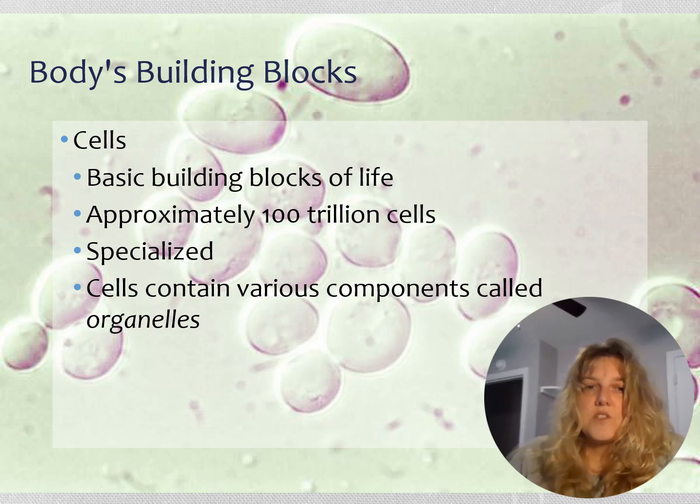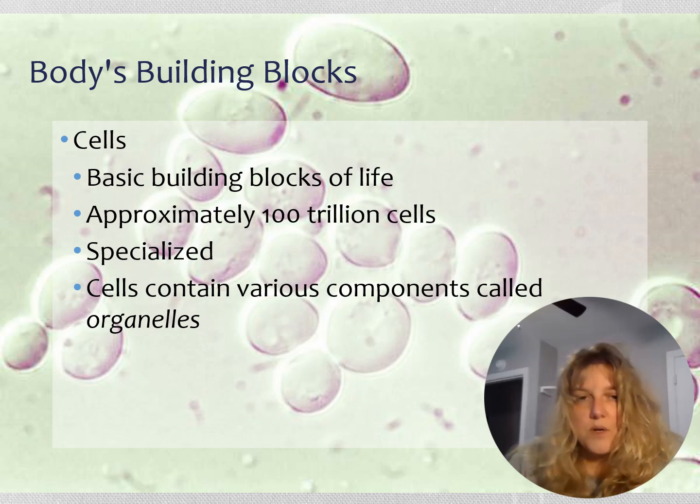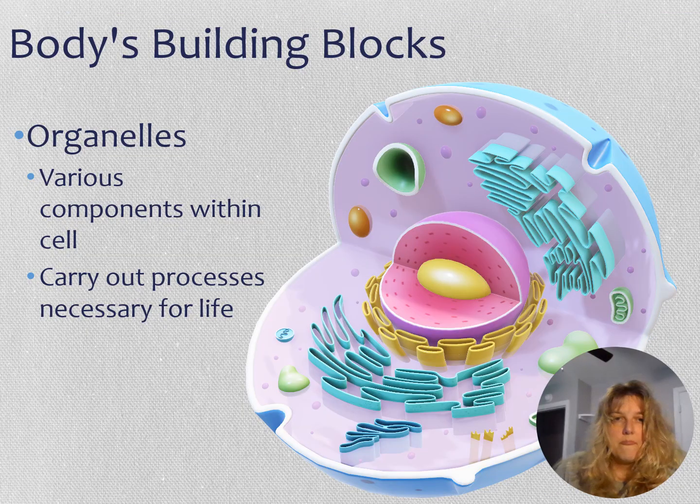And then we have our cells, which are our basic building blocks of life. There's approximately 100 trillion cells in your body. They are very specialized, and these cells contain various components that are referred to as organelles. So our organelles found inside the cell have very specific processes that they carry out in order for us to survive, or it's needed for life.